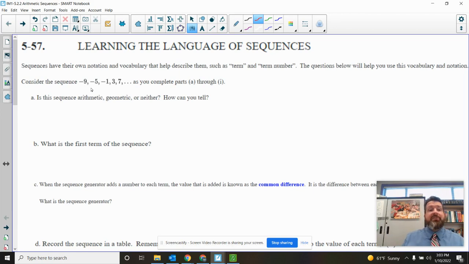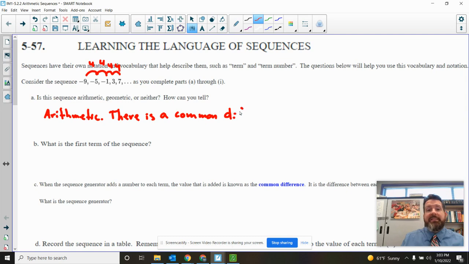Instead, let's check to see if it's arithmetic. From -9 to -5, that went up by 4. From -5 to -1, that goes up by 4. -1 to 3 goes up by 4. 3 to 7 goes up by 4. Yeah, okay, this is going to be arithmetic. And how do we know? There is a common difference of 4. Another way to say that would be to say, to get from term to term, you add 4 each time. And that's what makes the sequence arithmetic.